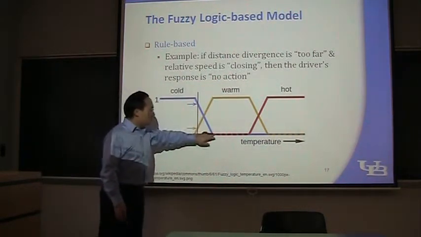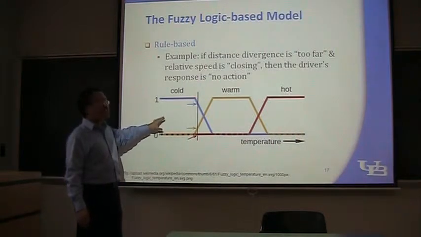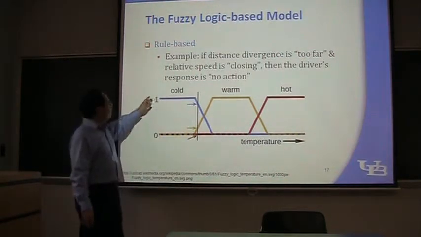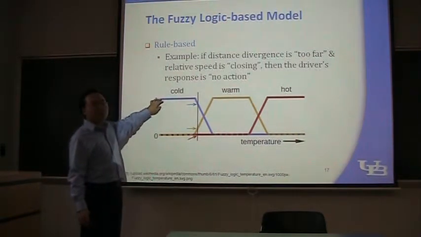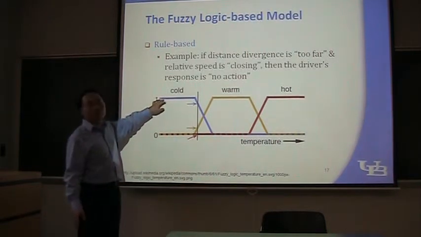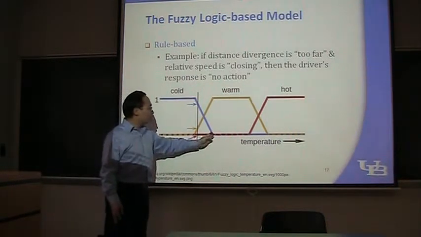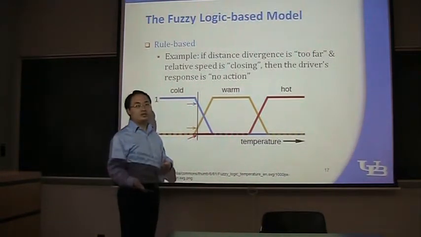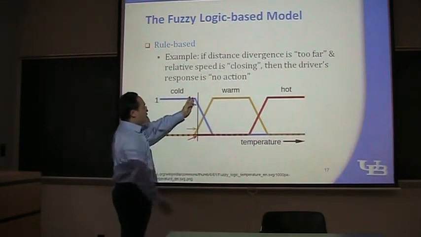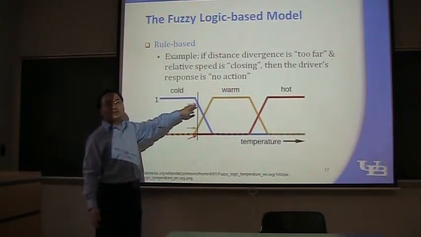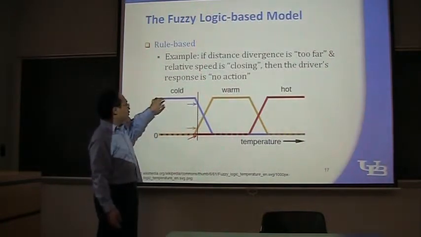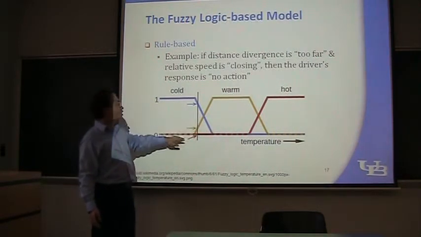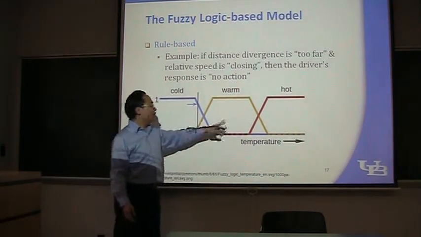Now the key of fuzzy logic is how we determine if it's too far or if it's closing. The key of fuzzy logic is to fuzzify the variables. Now here's the example. Here's temperature. When temperature is very low, we are 100% sure that it's cold. But when the temperature is higher than another threshold, we say it's definitely not cold. But between these, at a certain point, we say it's like 80% cold or 90% cold. Now, this variable of cold is fuzzified. Similarly, we fuzzify warm and hot.